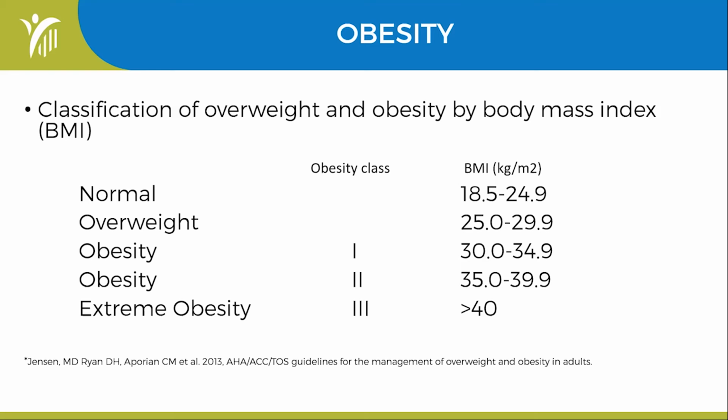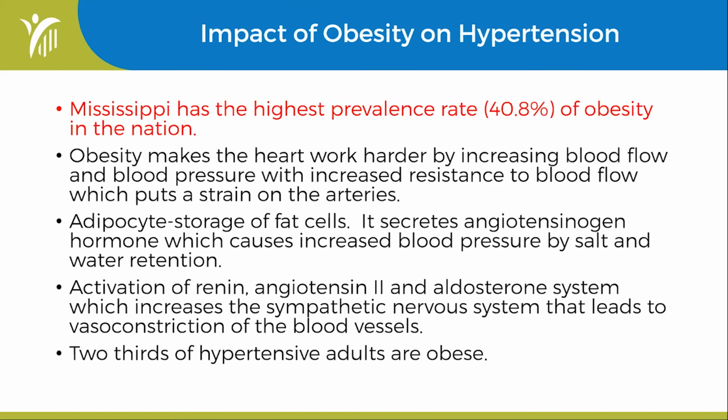The last slide I'm going to go to is going to hopefully put that together, because that's what we're here for. Why is that so important? Obesity and hypertension are in the same court. Now, Mississippi does have the highest prevalence rate of obesity in the nation. West Virginia didn't get that from us this time. They're working on it, but they haven't got there yet.